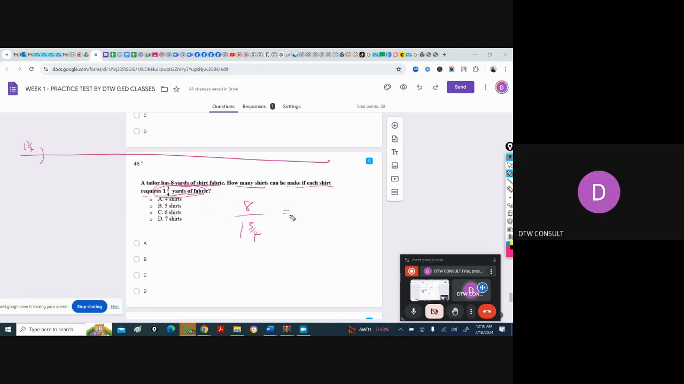Okay. And 1 3/4 is 8 divided by 1 and 3 over 4. 3 over 4 is 0.75. Okay? Mm-hmm. 3 over 4 is 0.75. So 1 3/4 is 1.75. So when you punch into your calculator 8 divided by 1.75, you're going to get 4.5. All right?